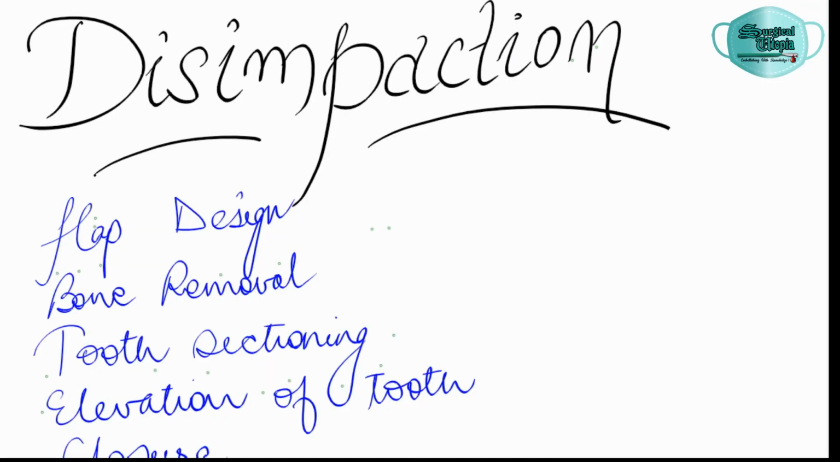Hello everyone, today I'm back with another session of our impaction series, and today we will be discussing disimpaction of the impacted tooth or third molar. Today we will discuss this topic under the following headings. The first one is the flap design, the bone removal and tooth sectioning, after which elevation of the tooth will be done, and closure or suturing will be done after proper debridement of the socket.